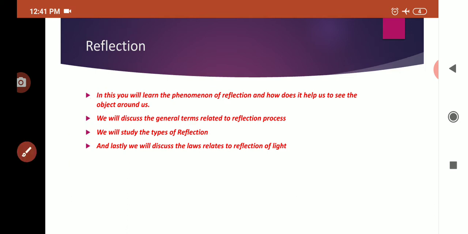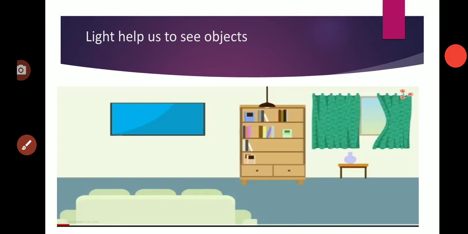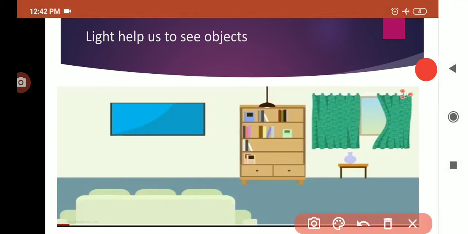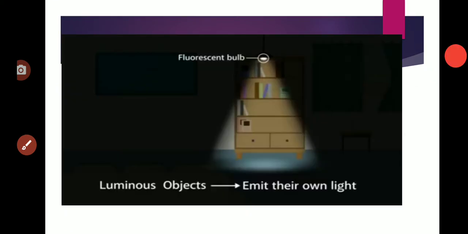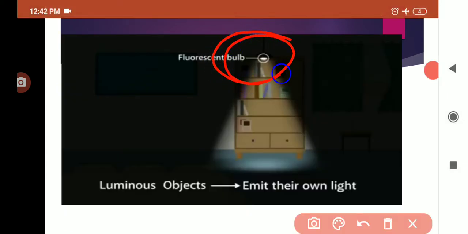As you all know, if there's darkness everywhere you won't be able to see the object, but as soon as you switch on the light, the objects around us are visible to us. So we can say that light helps us to see the object. Is that clear? Now, how does light help us to see the object? The moment we switch on the light, we know that the bulb is a luminous source.